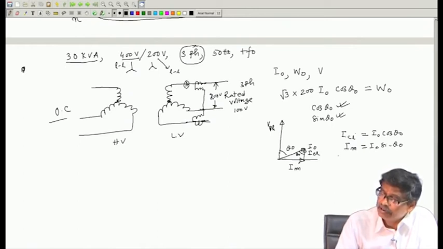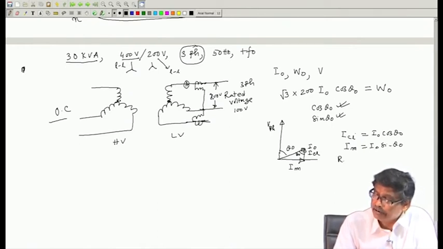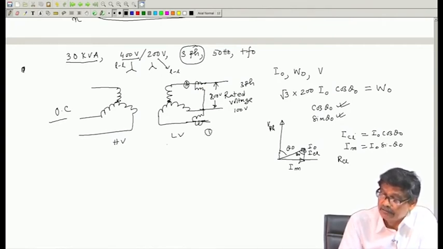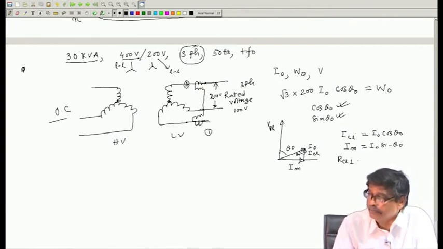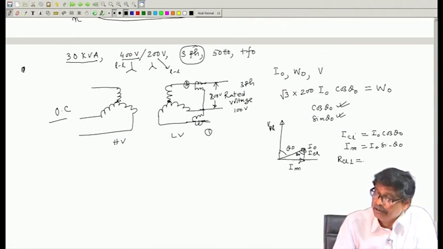And once you do that, you will be able to calculate RCL 1. Suppose you say LV side is 1. So, RCL 1 will be the applied voltage V divided by ICL, and XM 1 will be equal to V by IM. That is all.